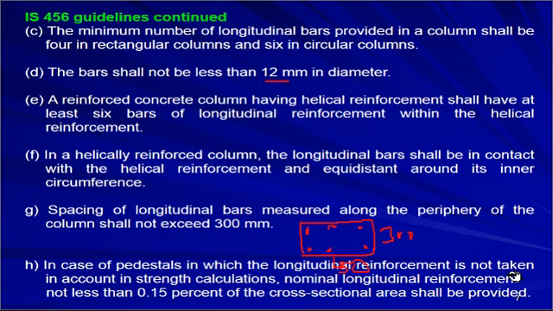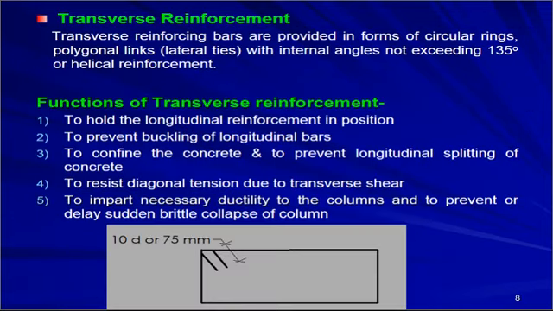The next point: in case of a pedestal in which the longitudinal reinforcement is not taken into account in strain calculation, the nominal longitudinal reinforcement not less than 0.15% of the cross-sectional area shall be provided. So this is in case of a pedestal, and the percentage of steel is given as 0.15.